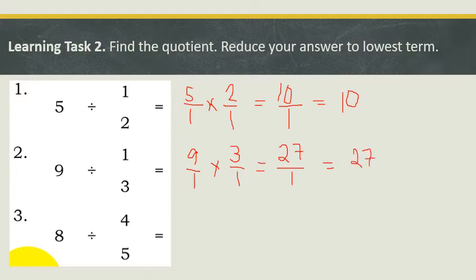Next, so yung number 3, ang 8 ay gagawing fraction. So, magiging 8/1. Ang division, gagawing multiplication. Ang 4/5 ay kukunin yung reciprocal, pagbabalik rin natin, magiging 5/4. So, kapag minultiply, 8 times 5 is 40. 1 times 4 is 4.